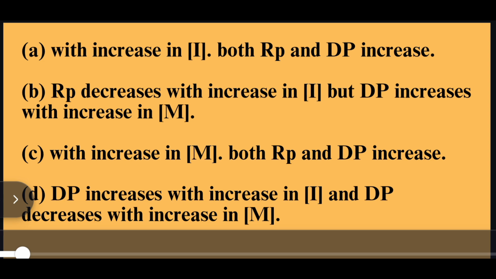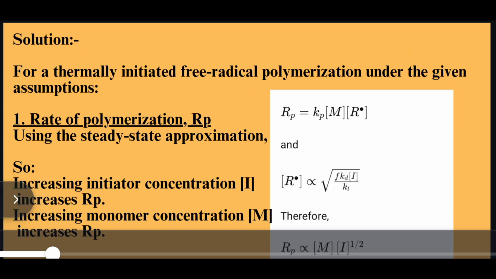Here four options are given. Option A, with increase in I, both Rp and dP decrease. Option B, Rp decreases with increase in I, but dP increases with increase in M. And option C, with increase in M, both Rp and dP increase. And option D, dP increases with increase in I and dP increases with increase in M. Now let's see the solution.